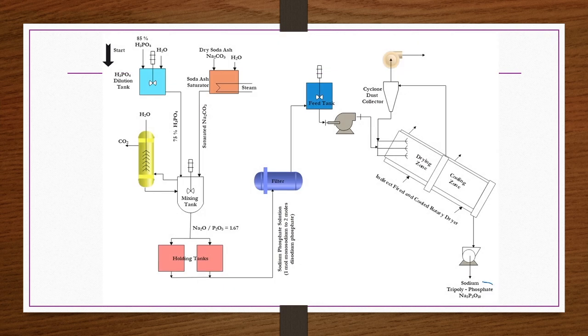Flowchart for the production of sodium tripolyphosphate is provided here. Whatever phosphoric acid is there is diluted in a dilution tank, and then dry soda ash is saturated in a mixer by adding water, the soda ash saturator, and then dilute acid is taken to a mixing tank. From here, whatever gases are evolving are scrubbed with water to remove CO2, whereas the remaining solutions are taken back to the mixing tank.